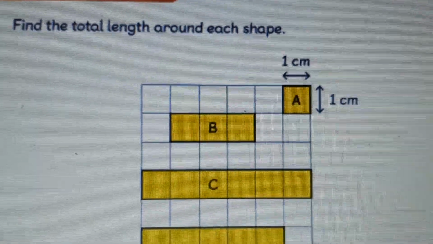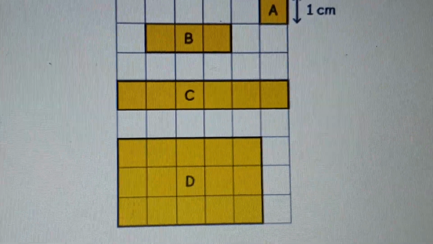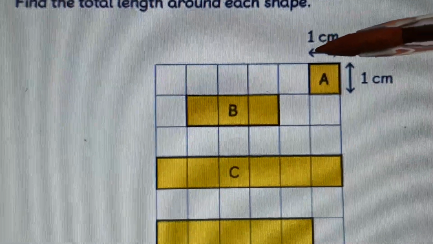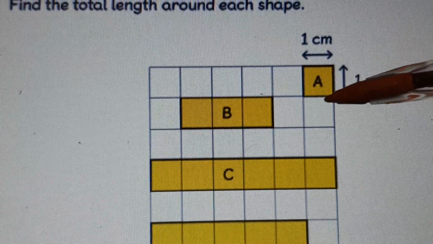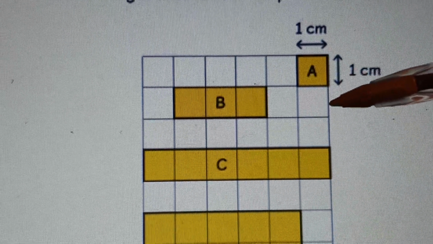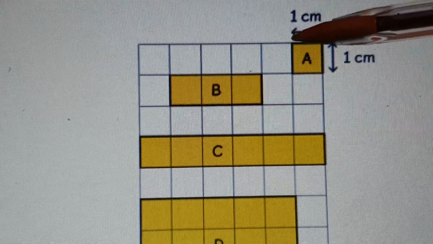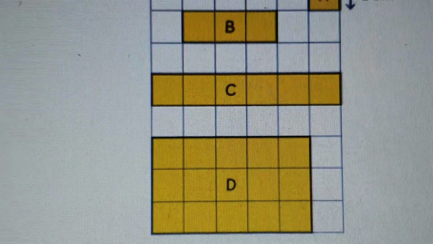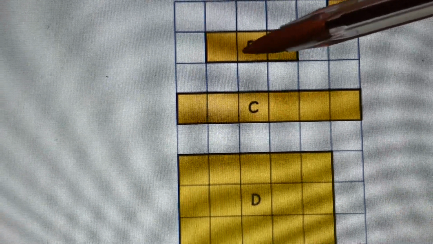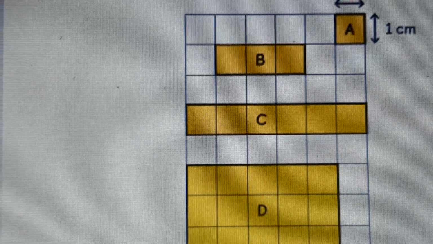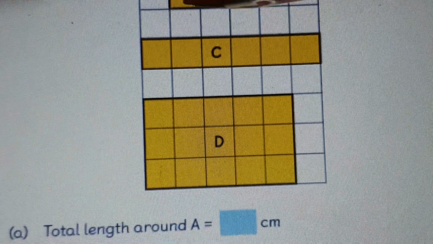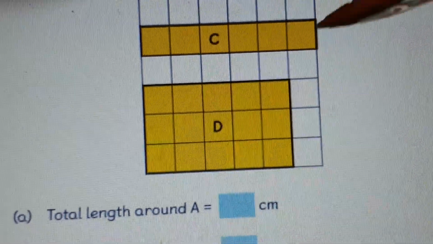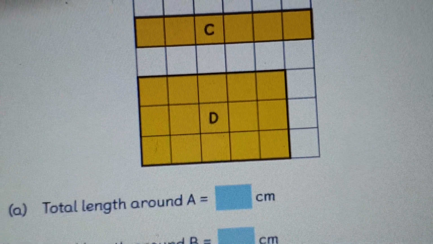Okay, here are some shapes on a grid. So shape A is 1 centimetre by 1 centimetre. But we need to know the distance around the edge of the shape. So 1, 2, 3, 4. So A would be 4 centimetres. What would B be? What is the perimeter of B? Write it down. What is the perimeter of C? So it's like walking around the outside of those 4 sides.